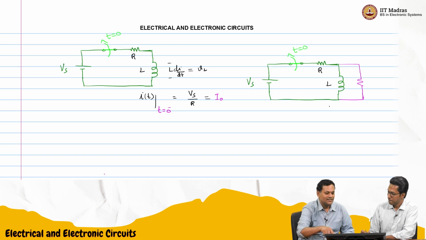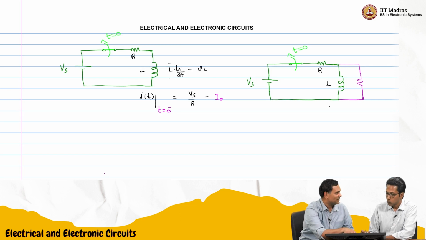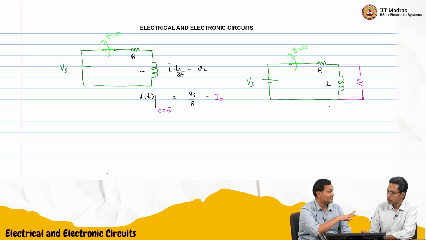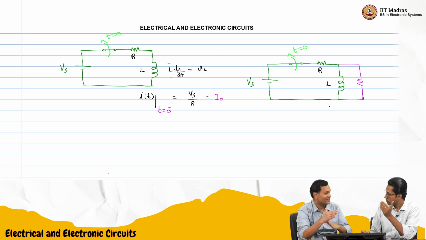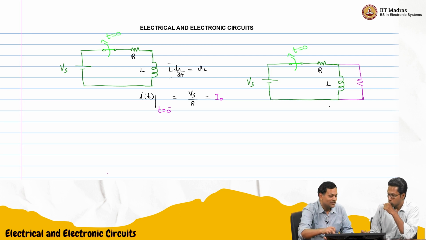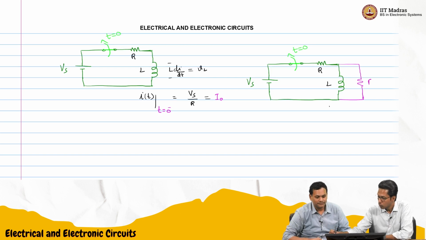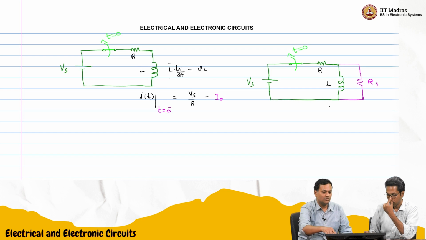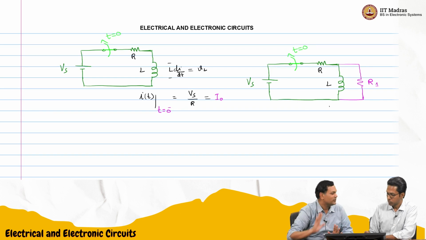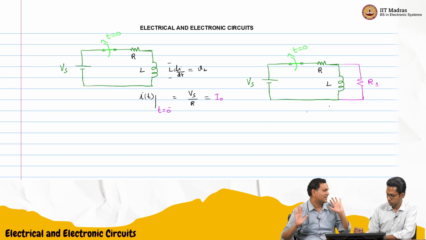But the nice thing is at t equal to 0 minus, all the current, Vs by R, will still be flowing through the inductor because it was a short circuit. There is no voltage across that L. There is no voltage across R1, and there is no current through R1. So all of this Vs by R at t equal to 0 minus was flowing through the inductor. That is still valid for this circuit.